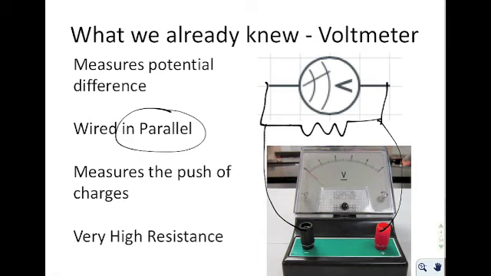You should also know that this voltmeter measures the push of charge and has a very, very high resistance. So if you were to put the voltmeter here in front of the resistor, okay, you would be affecting the circuit a great deal.